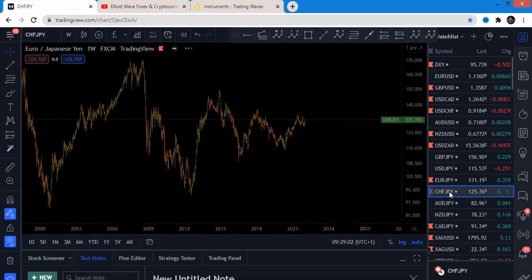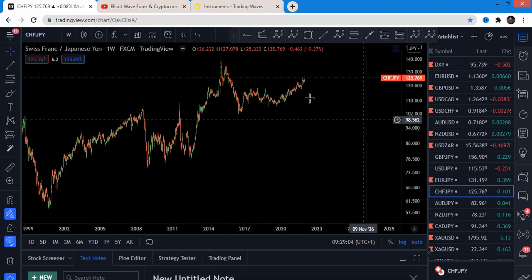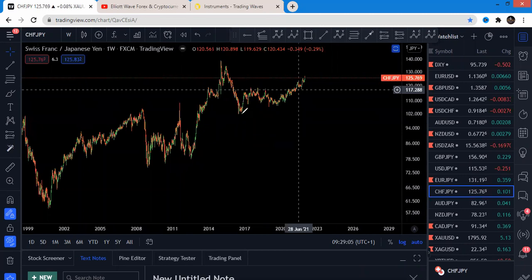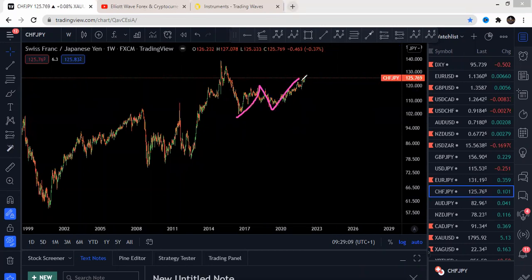And euro yen, chief yen, I'm still on the weekly. So chief yen as well, we've been looking for chief yen to reverse at current levels. Is it going to reverse eventually? Because that's what we're looking for. The structure on the weekly is what we're looking for there.